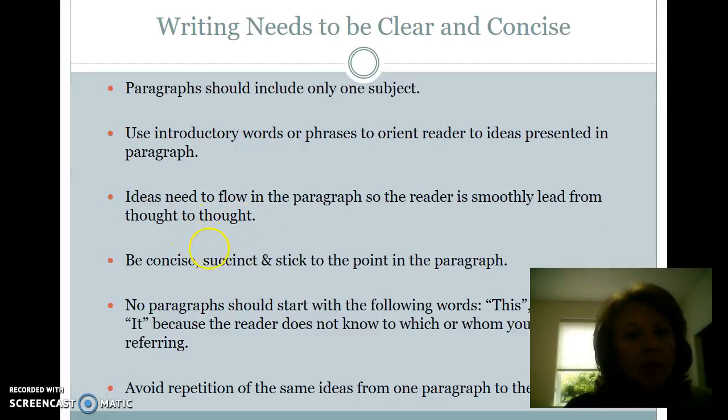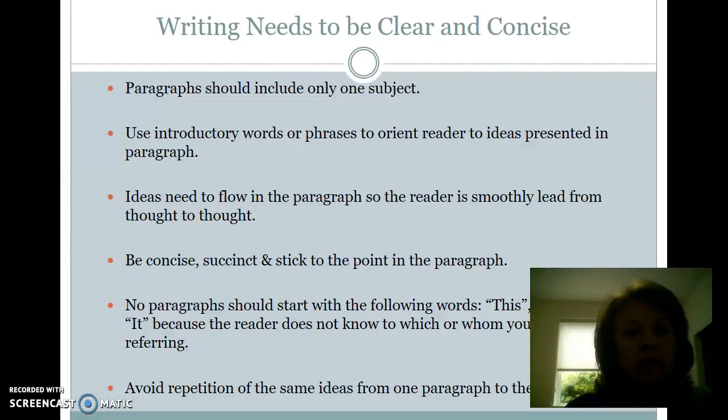As you're writing your papers, it's really important that you are clear and concise. It really is incumbent upon the student to clearly answer the questions asked on the assignments. It's not the responsibility of the faculty to have to hunt and peck through a paper to try to find the answers to the questions that were asked on the assignment.